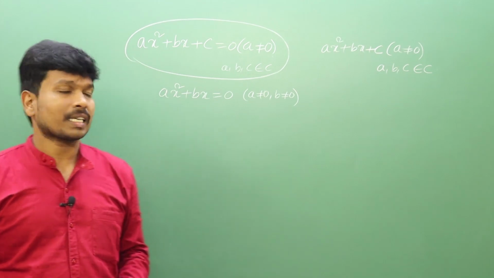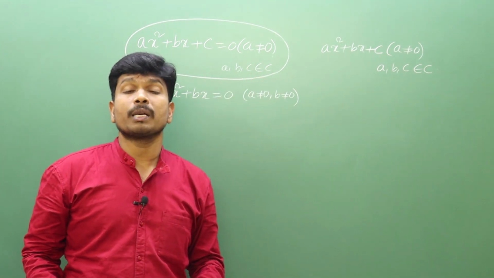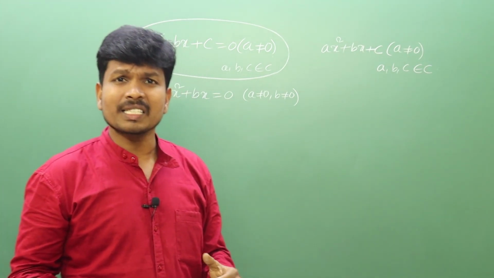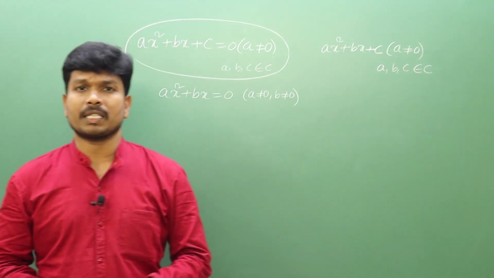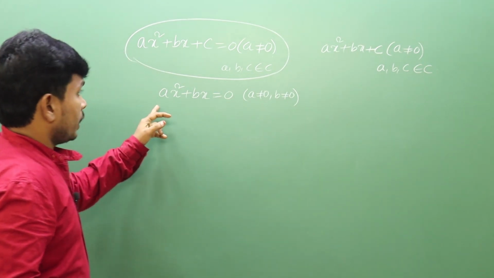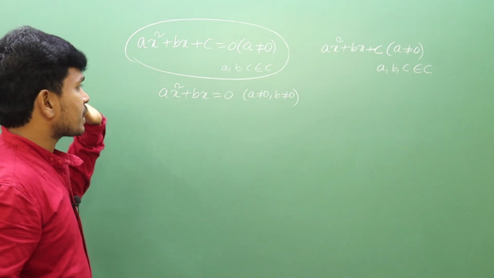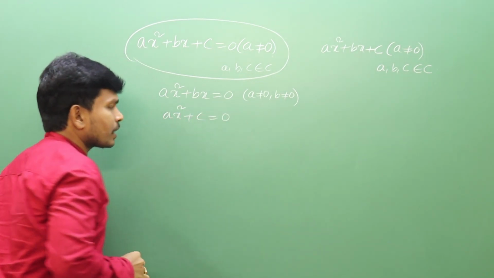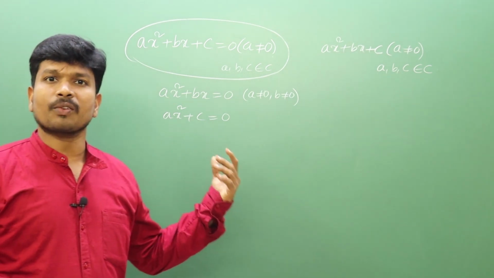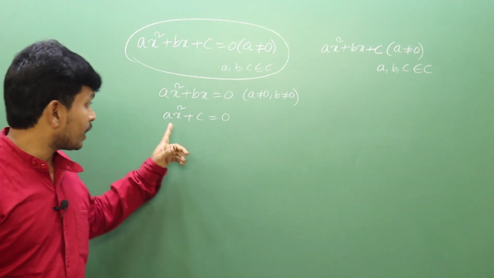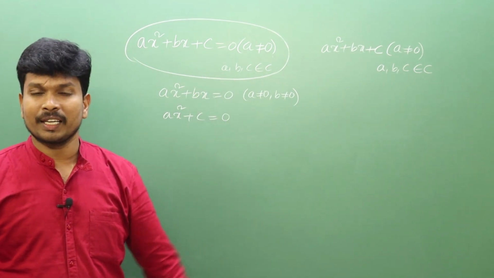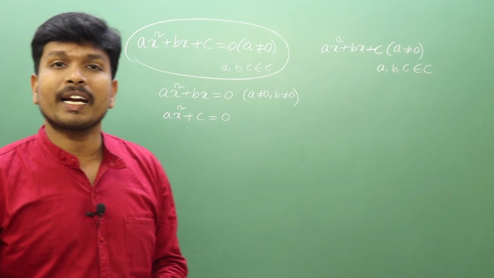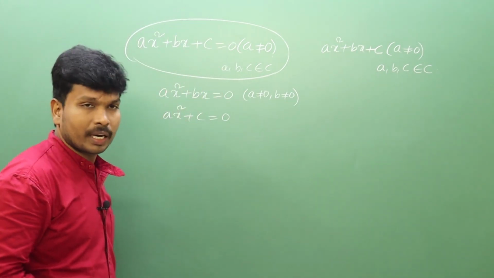In your 10th class textbook, a, b, c belong to real numbers, because we are discussing the 10th syllabus up to real numbers only. That's why they mentioned it. Okay. ax² + c = 0. Is it a quadratic equation? Yes, it is. This quadratic equation is called a pure quadratic equation because the x term is not there. So that's why it is a pure quadratic equation.